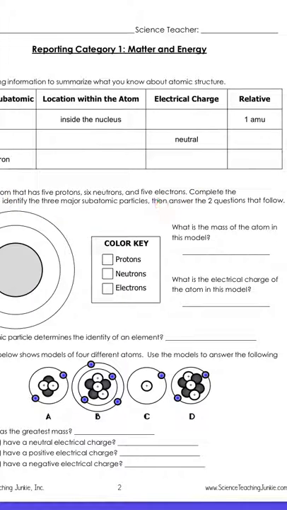It's going to give you some information on how to draw a Bohr model and what you need to put in there. Color key, that's up to you to decide. So yours might look a little bit different than your neighbor's. That's okay. You can use highlighter. You can use whatever color pen you want.